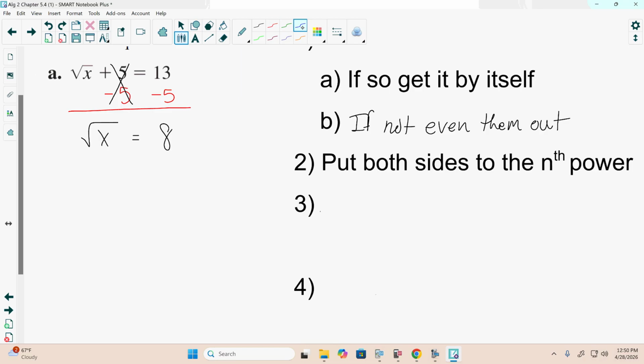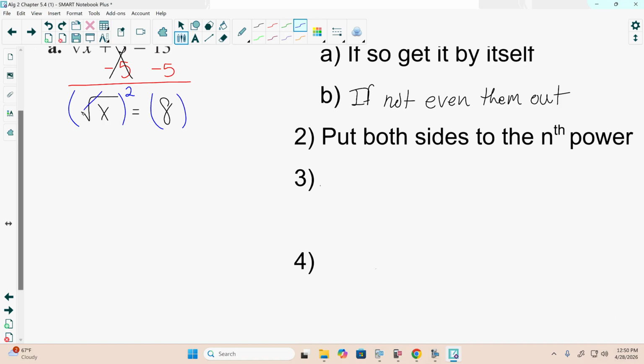We want to put both sides to the nth power. What power do we want to put both sides to? 2. Because if I put the square root to the second power, I square it, well, the square root and the square would cancel, giving me x by itself. Now, at this point here, we're going to square the 8. And 8 squared is 64.